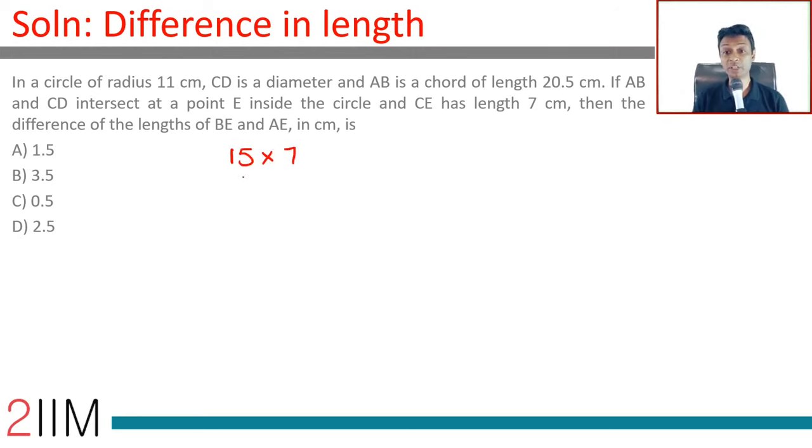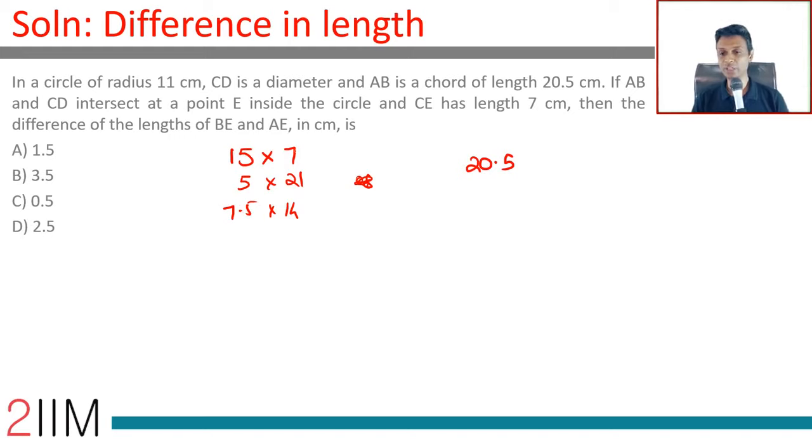I'll divide this by 3, 5, multiply this by 3, 21. These two add up to 28. I need the total to add up to 20.5. There should be a 0.5 coming in somewhere. So I divide this by 2: 7.5 into 14. These two add up to 21.5. That's not working.